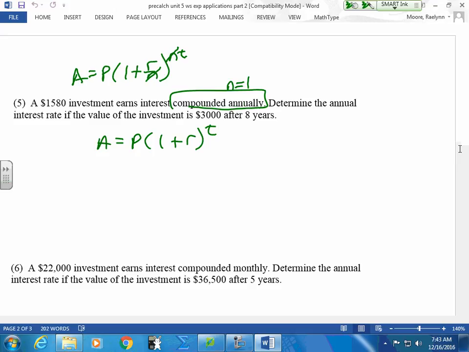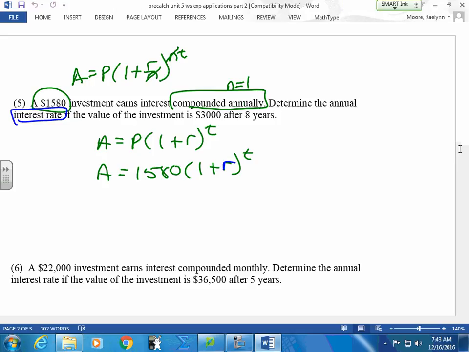What's this represent? The initial, but what letter is that? What variable? P. I'm working this one step at a time just so that we can see where these go. Determine the annual interest rate. So what variable am I going to find? R. What's it asking me for? Interest rate. I'm going to find the R.